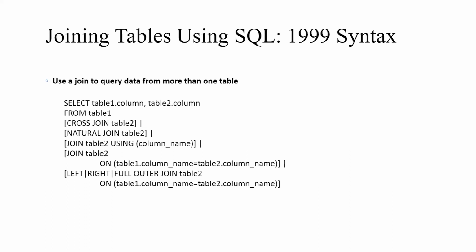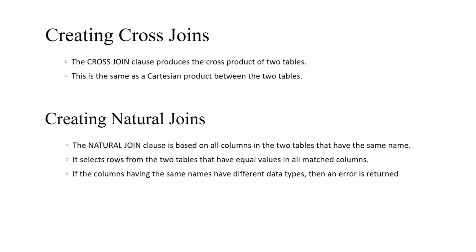Cross join, the one you see, is nothing but a Cartesian product. Natural join is nothing but an equi join. The same join, the natural join or an equi join, we can do using the USING column. The same thing we can do by specifying the column names. Then we have the left, right join or full outer join, which is the one we did with plus. Now we will see how we can write the queries for each of them.